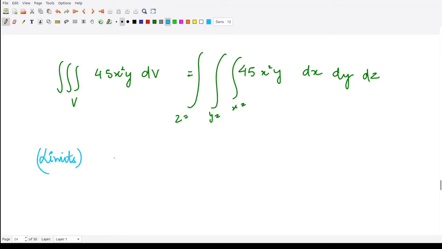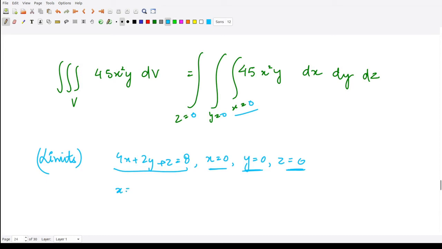For the limits we are given the plane 4x plus 2y plus z is equal to 8. Another we are given x is equal to 0, y is equal to 0 and z is equal to 0. So from here you can clearly see the lower limits for each of these variables is equal to 0. And for the upper limit, because we are writing down the value of x first, from this equation, we can calculate what is your x. X is equal to 1 by 4, 8 minus 2y minus z. So this is the upper limit for x. I can write here the upper limit for x as 1 by 4, 8 minus 2y minus z.